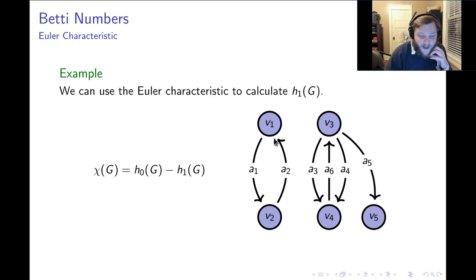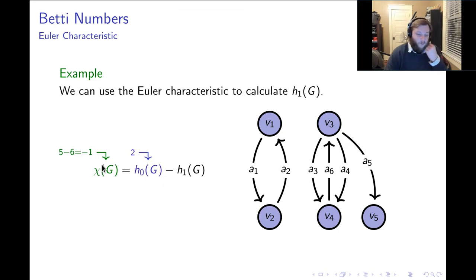So here we have an example of a directed graph. The number of nodes is 5, and the number of arrows is 6. So I can calculate the Euler characteristic. The Euler characteristic is 5 minus 6, which is negative 1. It's also, in this example, not terribly difficult to see that the number of connected components, h0, is equal to 2.